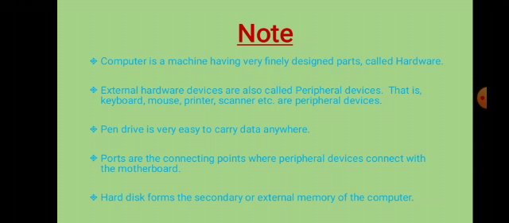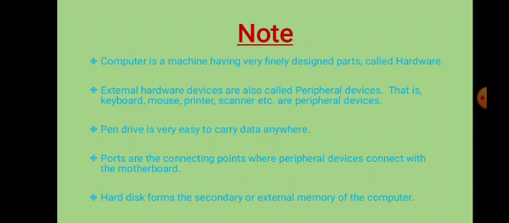Nothing to get confused in it. Why? Because external hardware can also be called peripheral devices. That is, another name for external hardware is peripheral devices. Yes, students, keyboard, mouse, printer, scanner, etc. are some of the examples for external hardware.